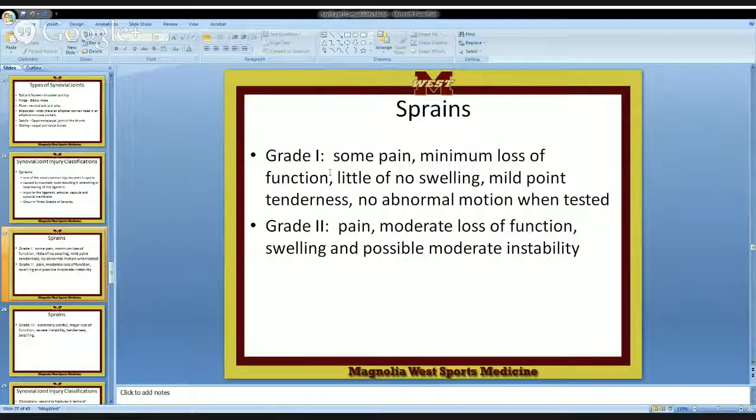All right, so slides 27 and 28. You will have grade 1, grade 2, grade 3, and you must match the correct symptoms with the correct grade level of sprain. I think you will do well on that part.